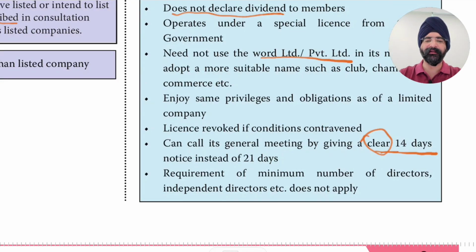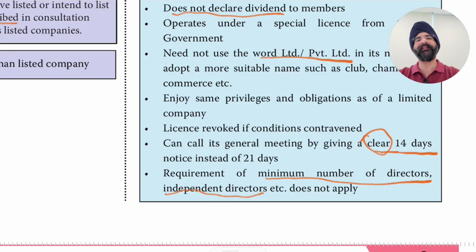Requirement of minimum number of directors, independent directors, etc. does not apply. So it does not require a minimum number of directors, meaning its director can be only one also. There is no requirement of minimum number of directors. It also need not have an independent director, and such other similar requirements are not applicable to a Section 8 company, which is formed for a charitable purpose and its profits are utilized for promotion of its object, which can be relating to art, science, commerce, religion, charity, sports, etc.